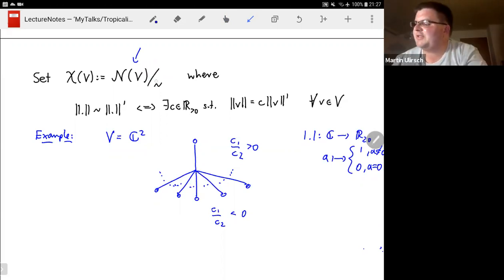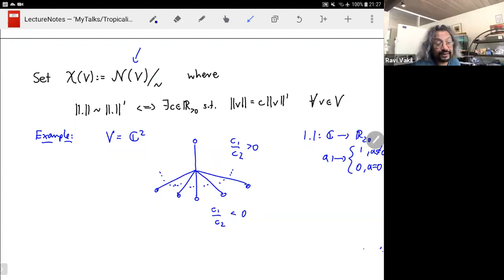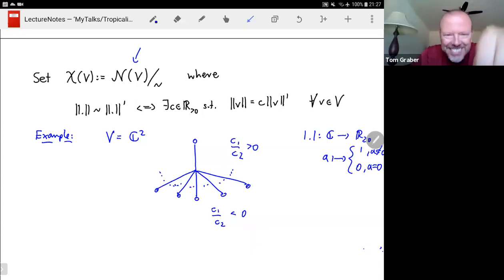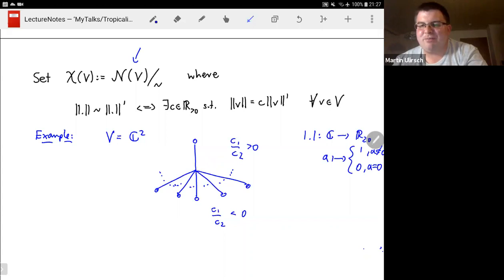So you should think of this as being somehow an R fibration over what I've been drawing. And so given a point of that, what is that special point? What's the norm right in the middle? That's the trivial one that sends everything to one, aside from zero.